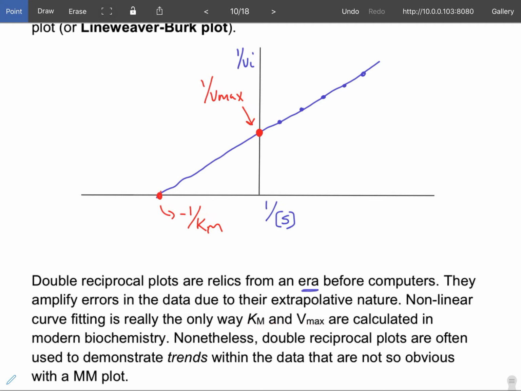But we do use these plots because they demonstrate important trends that we're going to look at that are a little harder to see in a Michaelis-Menten plot.